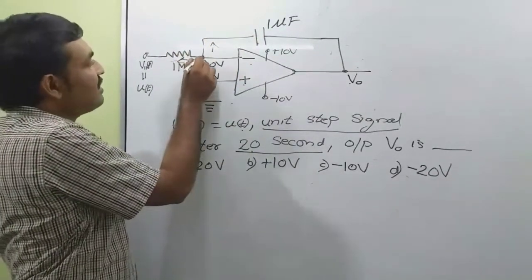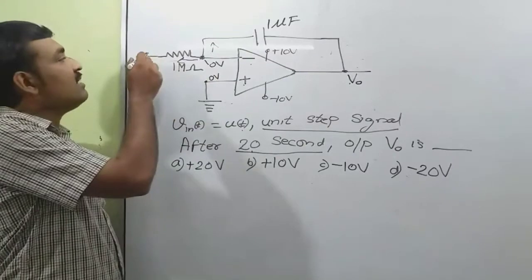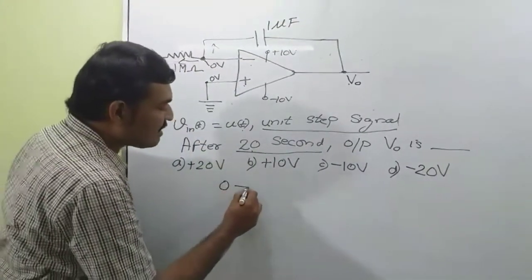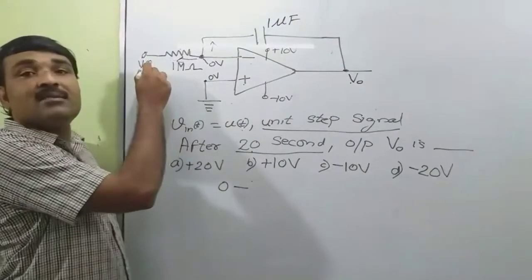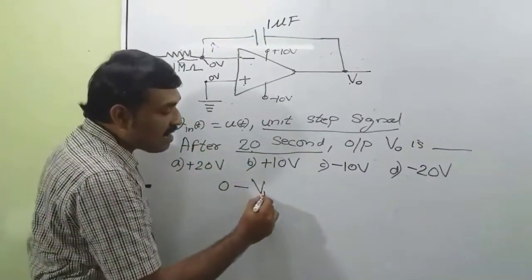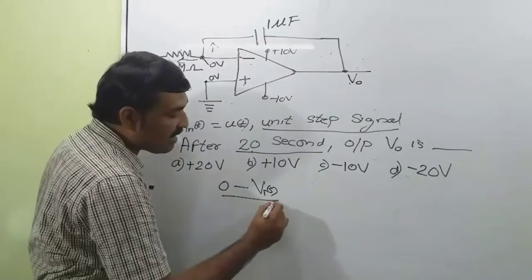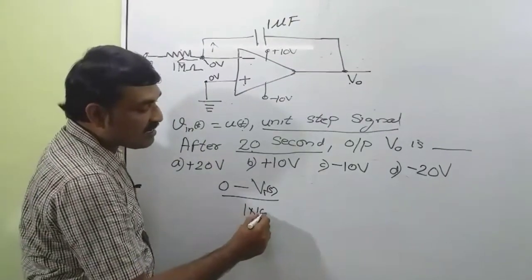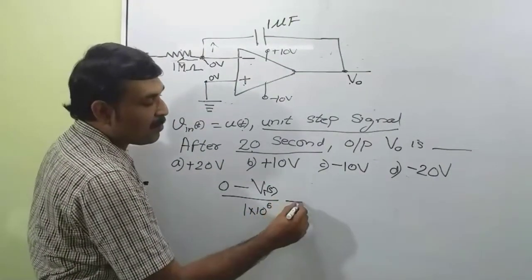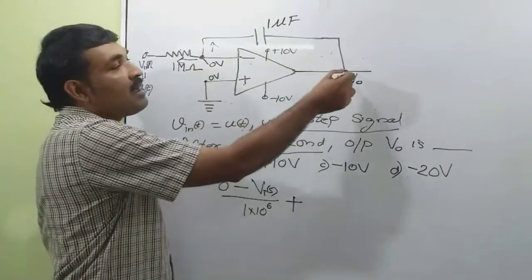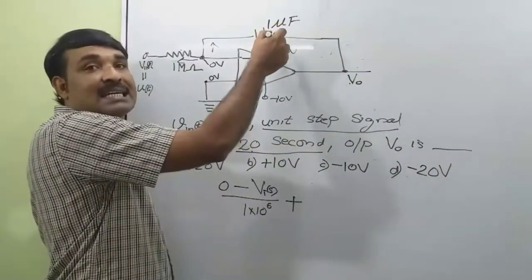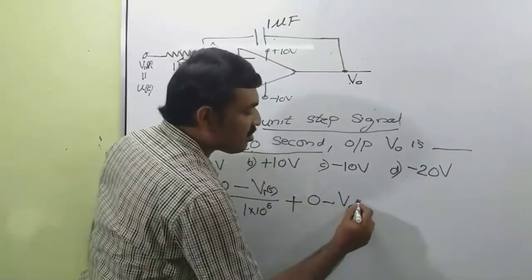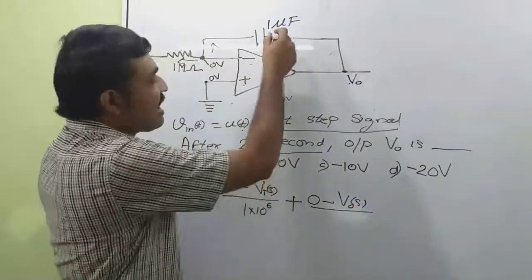So this current is equal to 0 minus V input divided by this resistance. I am converting this into the Laplace domain. So 0 minus VIS divided by R, where R is equal to 1 mega ohm, that is 1 into 10 raised to 6 ohm, plus this current, that's 0 minus V naught divided by XC, that is the capacitive reactance. So 0 minus V0S divided by XC.